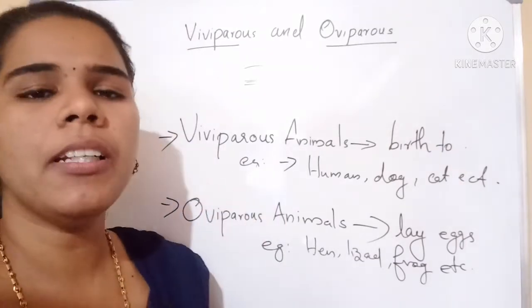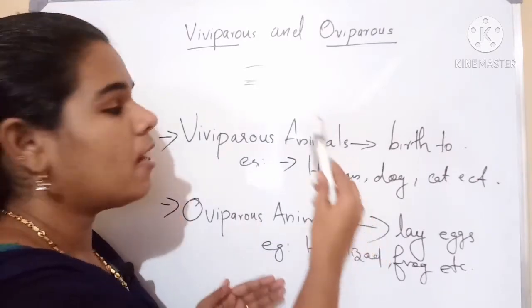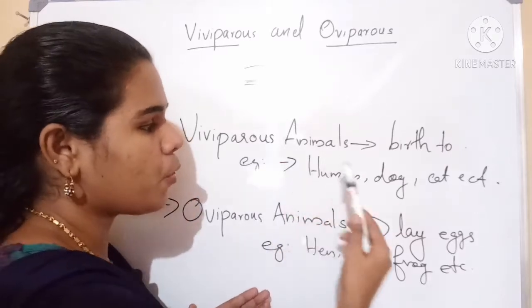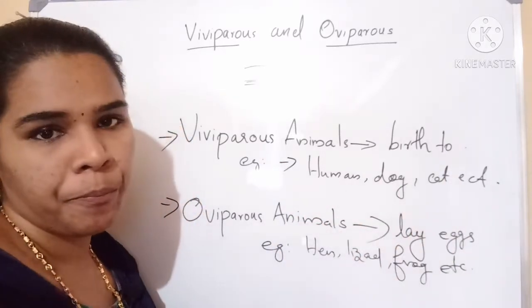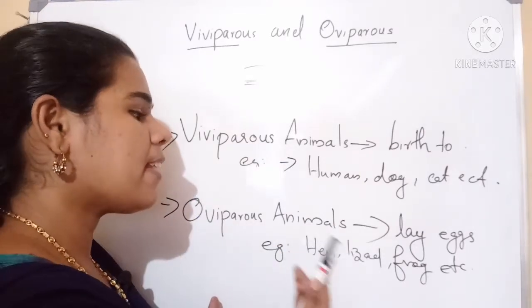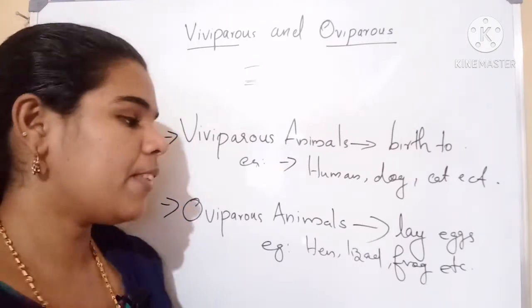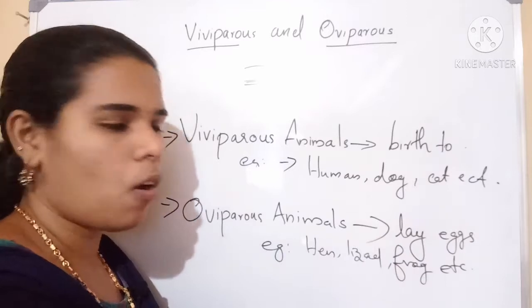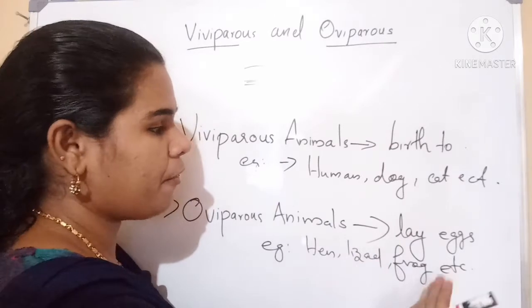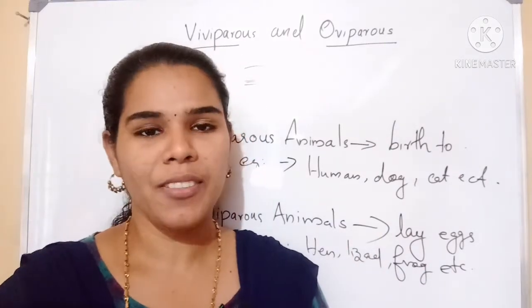So this is very simple. Viviparous animals are the animals which give birth to young ones. Examples: human, dog, cat, etc. And the second one, oviparous animals, are those animals which lay eggs, or egg laying animals. Examples: hen, lizard, frog, etc. Okay, so we move to the next important topic.